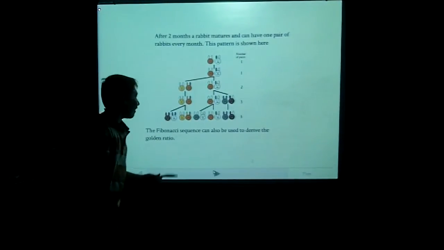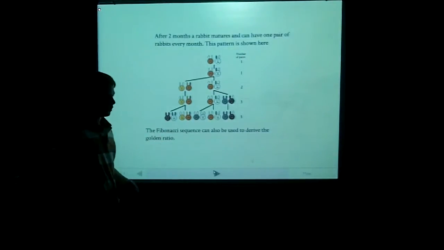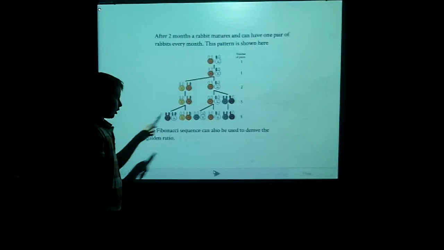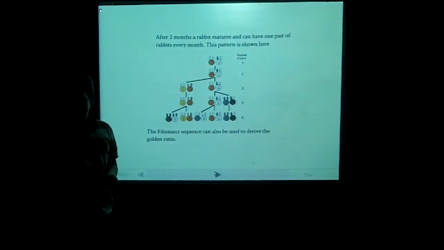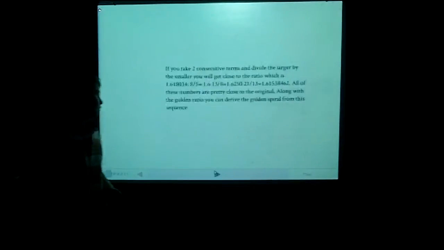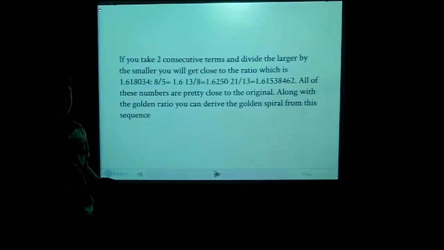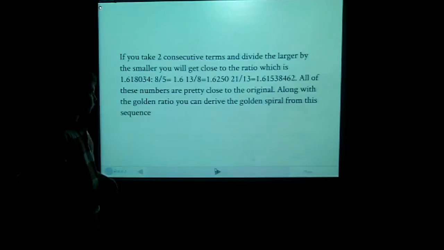And so basically, at the end of a certain period of months, you will also have a Fibonacci number, assuming none of the rabbits die. The Fibonacci sequence can also be used to derive the golden ratio. Rabbits are cute. If you take 2 consecutive terms and divide the larger by the smaller, you will get close to the golden ratio, which is 1.618034.